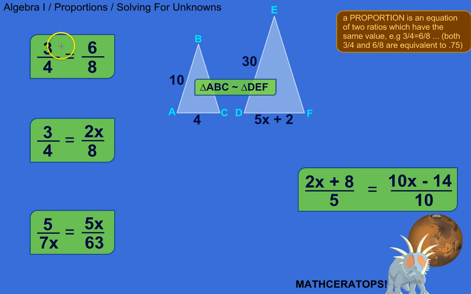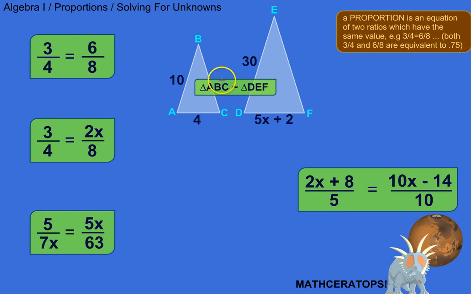So that's all a proportion is. It's an equation where ratios are on both sides, and these ratios have the same value. They mean the same thing. So here's an example of one. Now that's not that interesting because there's nothing to figure out here, right? 3/4 equals 6/8. You've known that for a while.